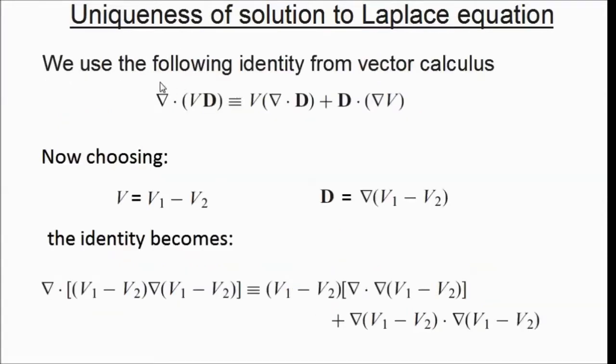Now we use the following identity from vector calculus. The divergence of v times d, v being a scalar function and d being a vector valued function, equals the quantity on the right hand side. Now for using this identity in the proof, we choose the scalar to be v1 minus v2, where v1 and v2 are assumed to be the solutions of the Laplace equation, and d as the grad of v1 minus v2. Now with this choice, the identity takes the following shape.